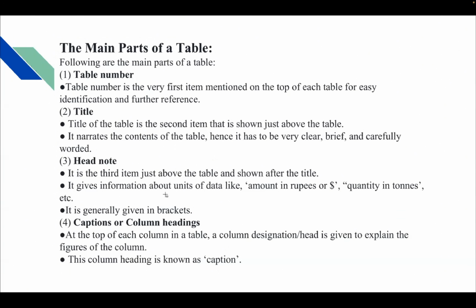Now, the head note is the third item, just above the table and shown after the title. It gives information about units of data, like amount in rupees or naira or dollars, and quantity in tons and so on. It is generally given in brackets. Four, captions or column headings. At the top of each column in a table, a column designation or head is given to explain the figures of the column, and this column heading is known as a caption.